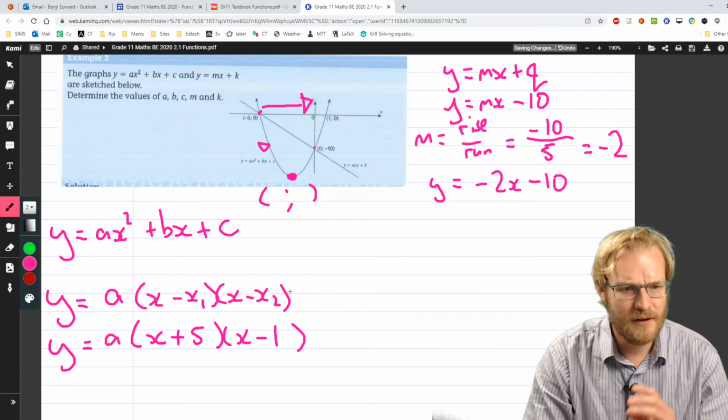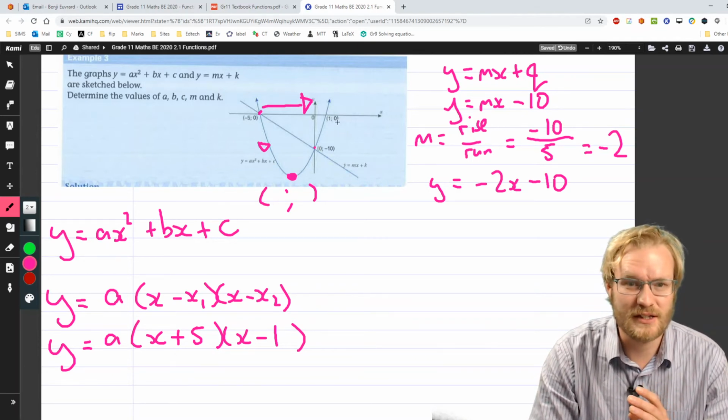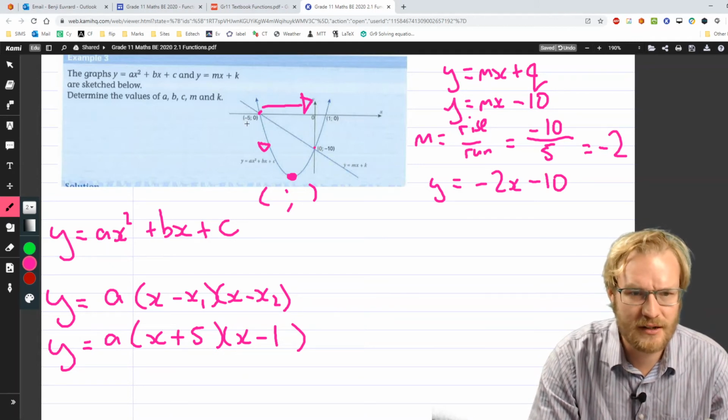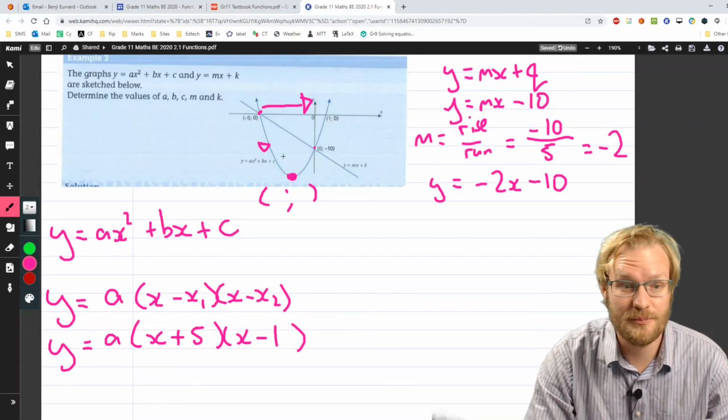Okay, let's see why that makes sense. If we substitute in one of these intercepts, our output should be 0, right? Look, our input's negative 5, our output is 0. Well, our input is 1, our output is 0.